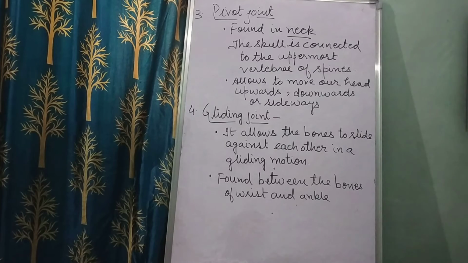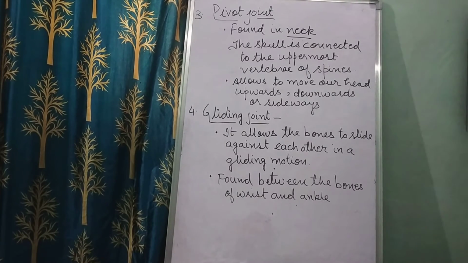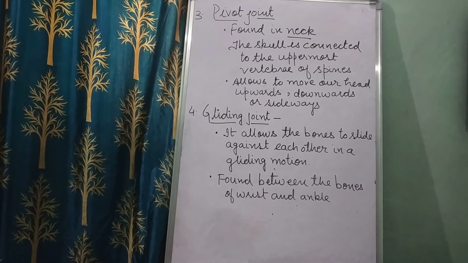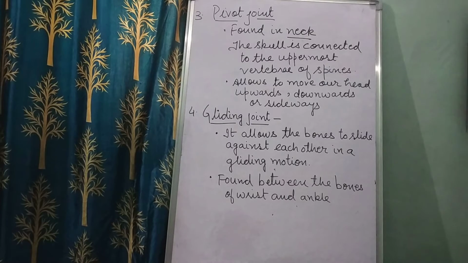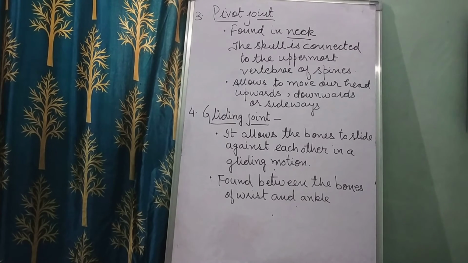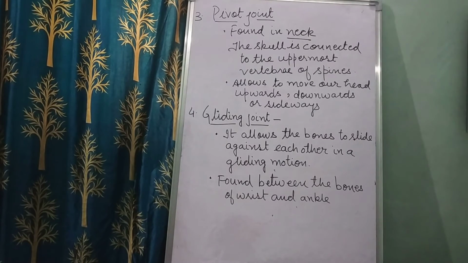Examples of where gliding joints are present are the ankles, wrist and backbone. Okay, so these types of joints allow the bones to slide against each other in a gliding motion, and they are found between the bones of the wrist and ankle, right?